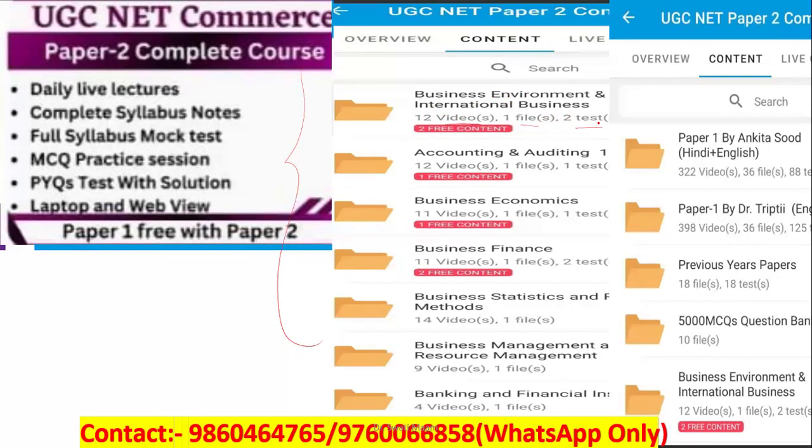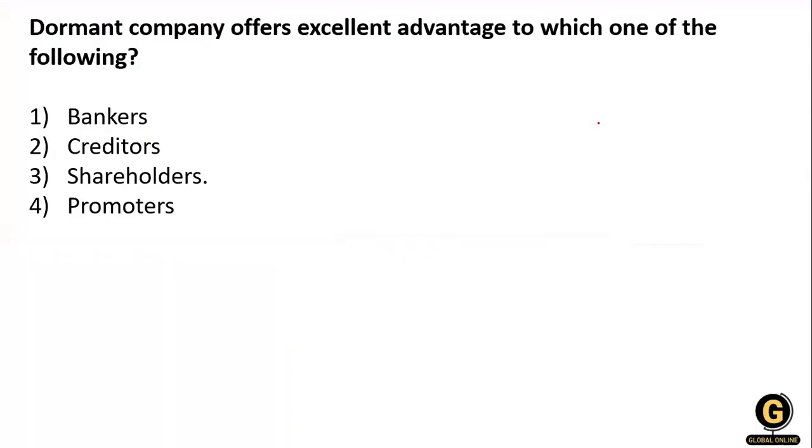Okay, so let's start with the first question of today. Dormant company offers excellent advantage to which one of the following? Option 1, banker; option 2, creditor; option 3, shareholder; and option 4, promoter. So first of all, I'm asking you, what is a dormant company?